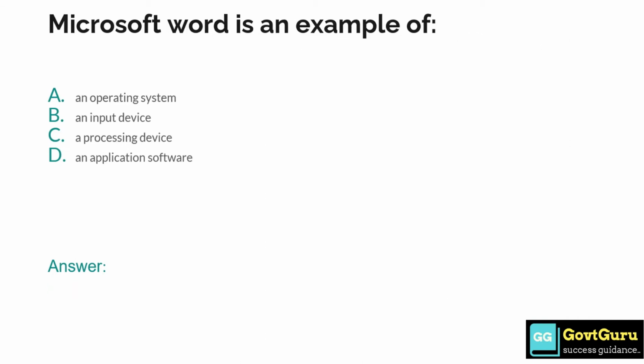The next question, Microsoft Word is an example of option A an operating system, option B an input device, option C a processing device, option D an application software. Answer is option D an application software.